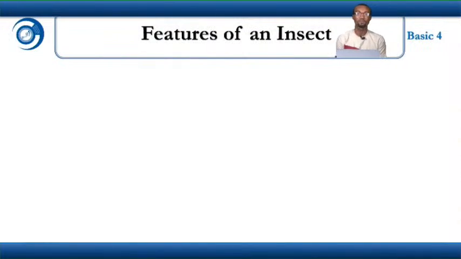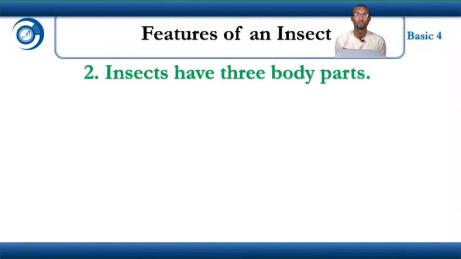Let's look at the next feature. The next feature of an insect is that insects have 3 body parts. That means that the body of an insect can be divided into 3 main parts.